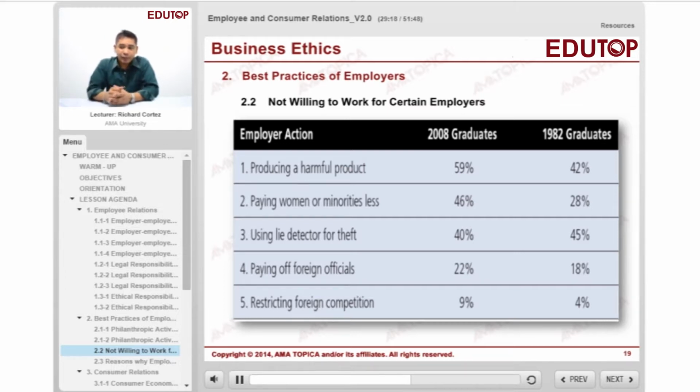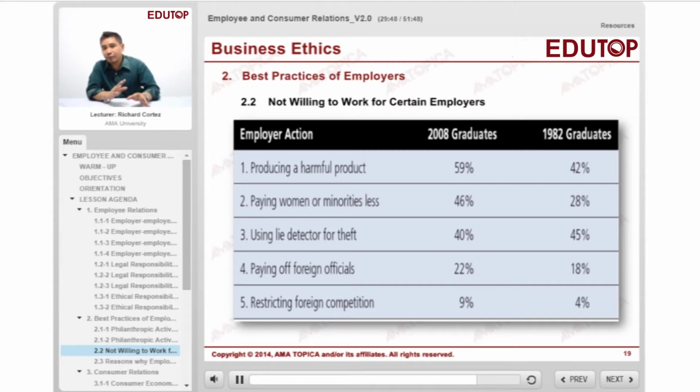Number four is paying off foreign officials. So it means that sometimes even though the consultant is not working too well for the company, the company pays that official, so some respondents or graduates don't want to work in that company. And lastly, 9% of the graduates don't want to work in a company restricting foreign competition. They want to work in a company with open competition.